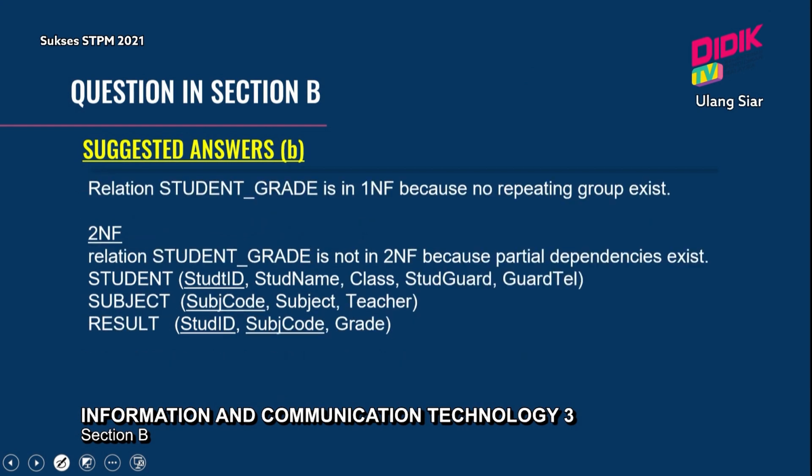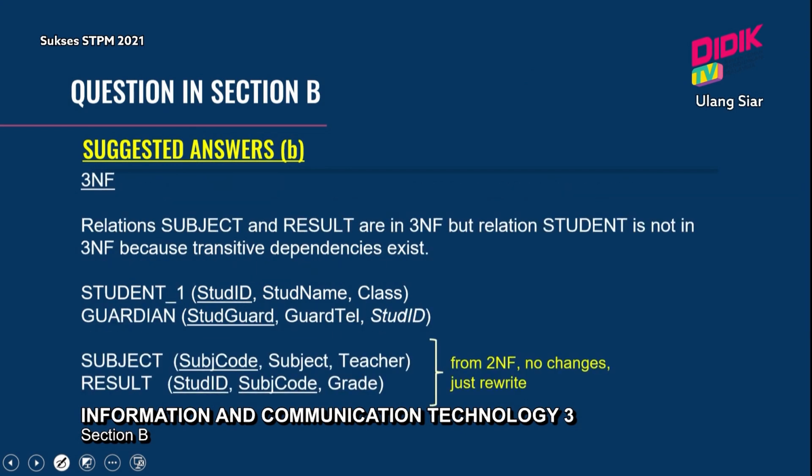Subject and result are already in third normal form, but student is not in third normal form. So you have to remove the transitive dependency for only the student relation. The rest two, you don't do anything, they are already in third normal form. So after you remove the transitive dependency, then you get the one.